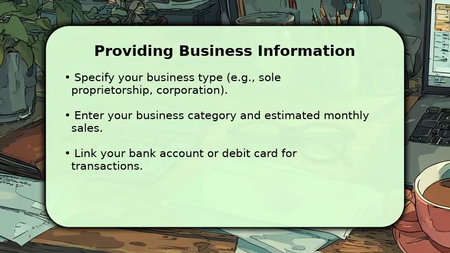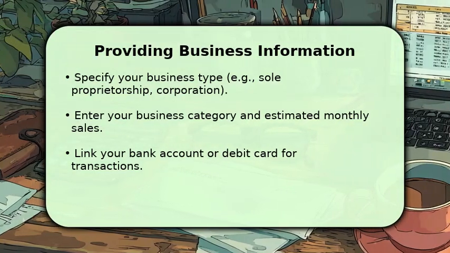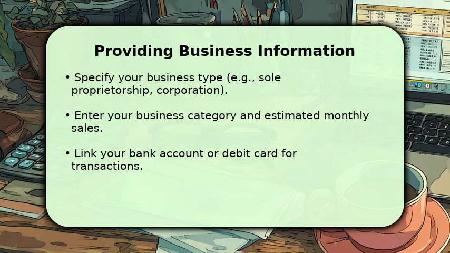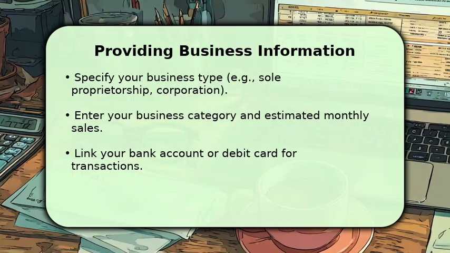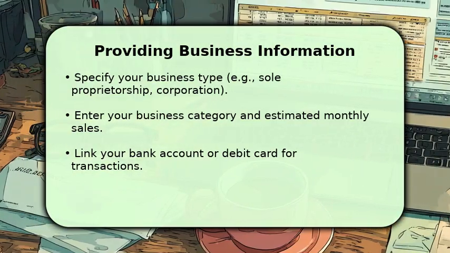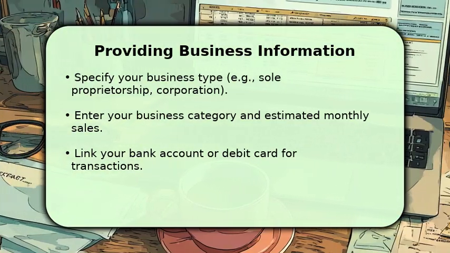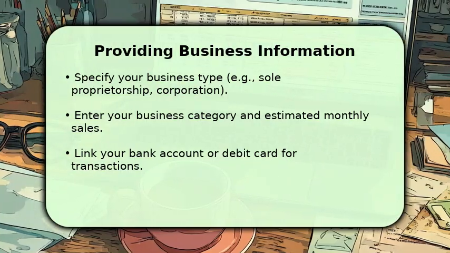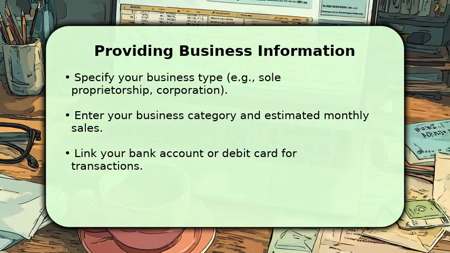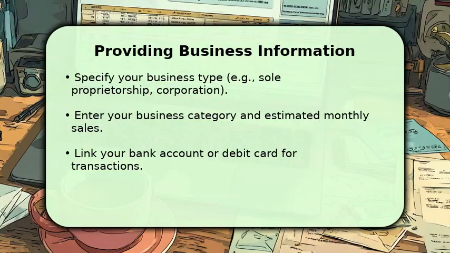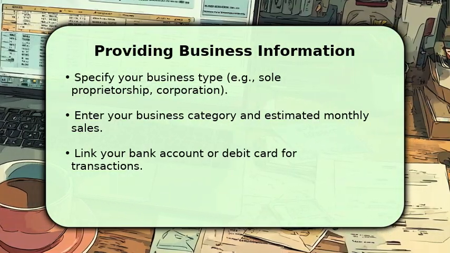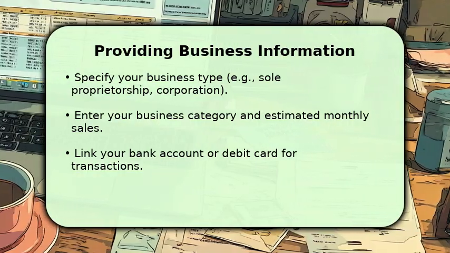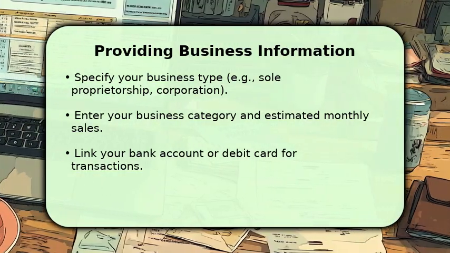Next, you'll need to specify your business type, whether it's a sole proprietorship or a corporation, and select your primary business category. Provide an estimate of your monthly sales volume to help PayPal understand your business needs. Crucially, link your bank account or a debit card to facilitate transactions. Finally, complete the identity verification process by uploading any required documents, ensuring your account is fully compliant and secure.